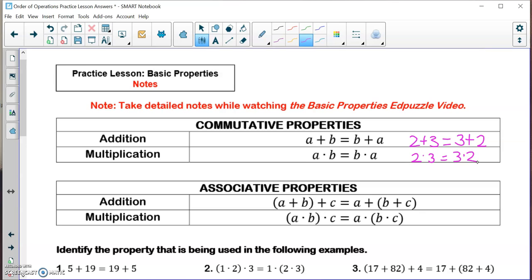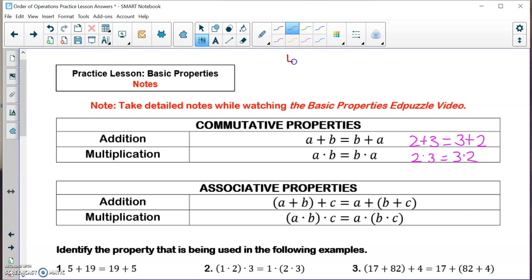Now, it only works for addition and multiplication. We cannot use this for subtraction. I'm going to show you right now. A 2 minus a 3 does not equal a 3 minus a 2, because a 2 minus a 3 gives you a negative 1, and a 3 minus a 2 gives you a positive 1. A negative 1 does not equal positive 1. So there's no commutative property for subtraction.